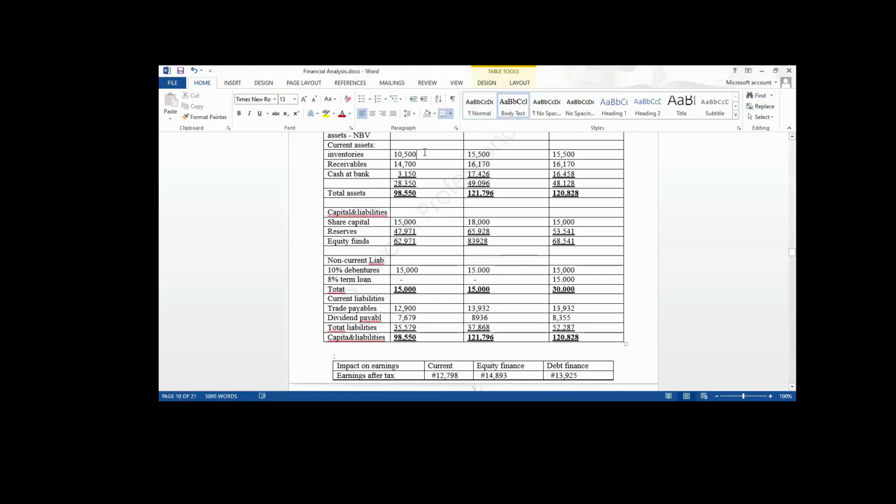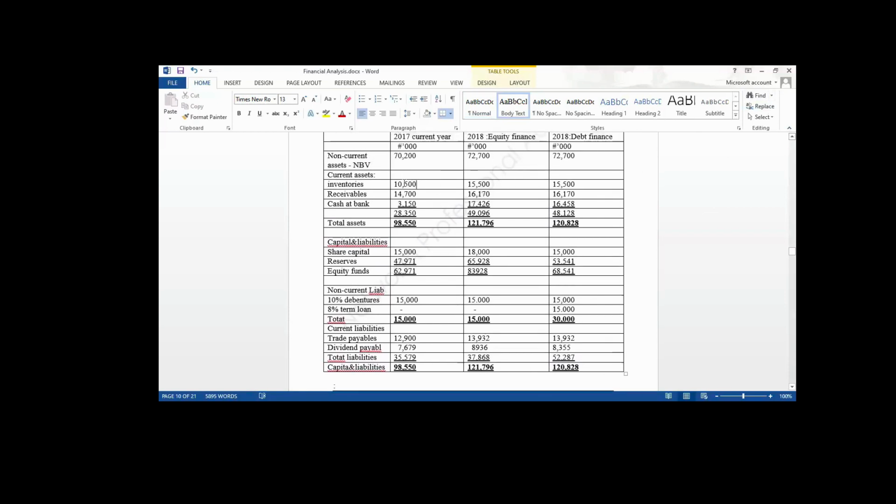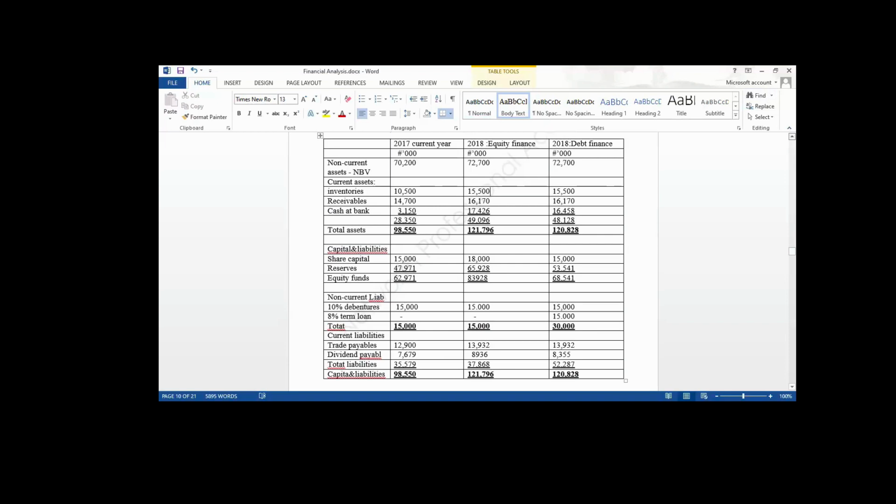Inventories. In 2017, inventory was 10,500. We expect a 5 million increase. That means in 2018, inventory will be 15,500. Whether we finance the project by equity or by debt, inventory will increase by 5 million naira. We have treated that aspect of the question.